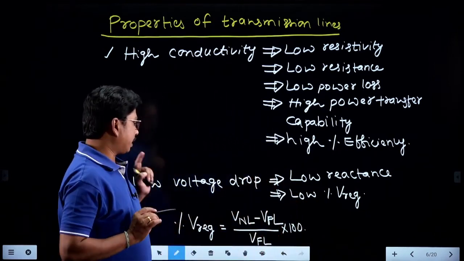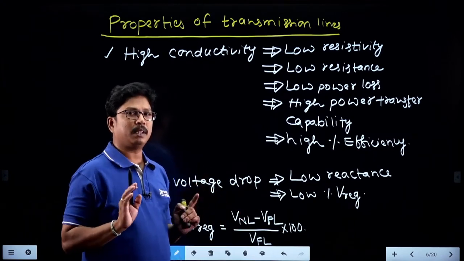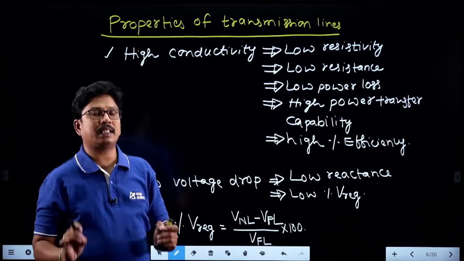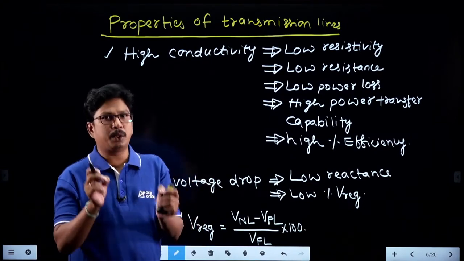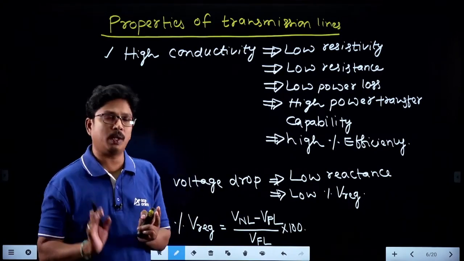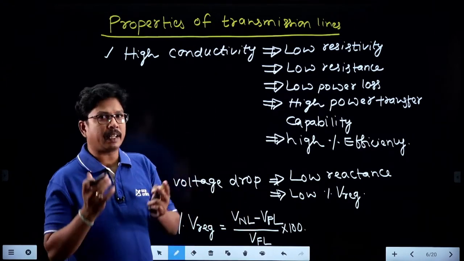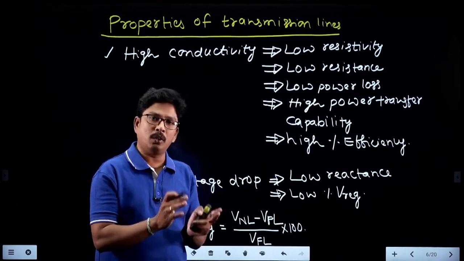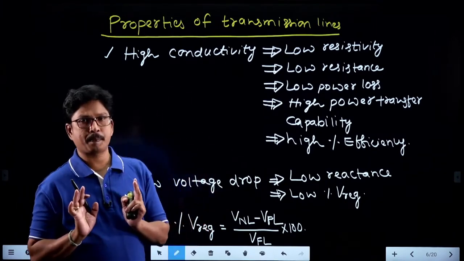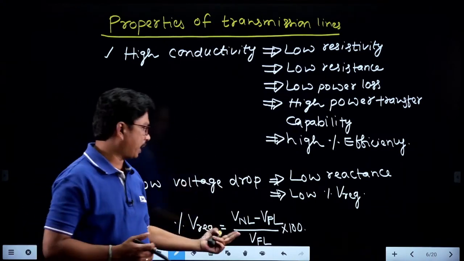Why? Because for a generator and transmission line, we know the full load voltage. For example, if you have a 220 kV transmission line, that 220 kV is the full load RMS line to line voltage. As it is the full load voltage, we take the denominator as V full load. Similarly for a generator, if you say 11 kilovolts generator, that 11 kilovolts is the full load line to line RMS voltage.